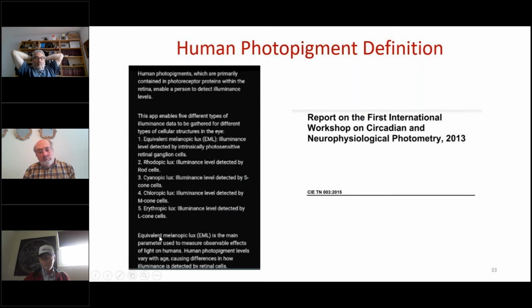Then you have three types of cone. The cyanopic lux is detected by S cones, short wavelength, basically blue color. Then you have the chloropic lux illuminance detected by M cones, medium wavelength, and erythropic lux illuminance detected by L cones, which is long wavelength, so it's a red color. You also have the EML, equivalent melanopic lux. This is detected by intrinsically photosensitive retinal ganglion cells. So that EML is quite important. And what are these ganglion cells?